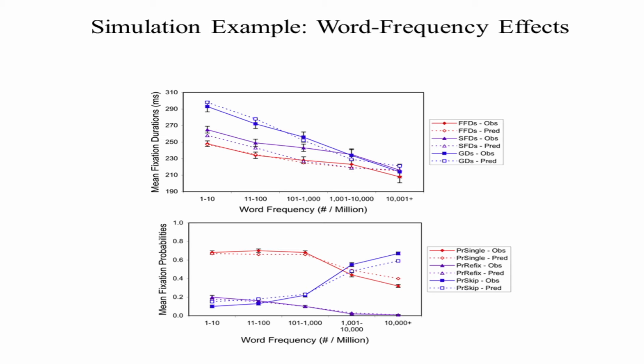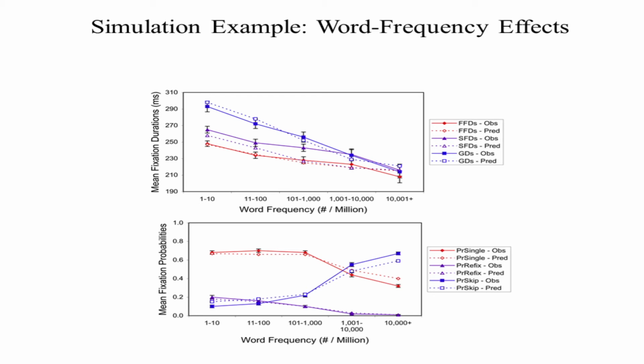And I'm showing mean fixation durations for 3 dependent measures. So the red lines show the duration of the first fixation on a word. They can be fixated 1 or more times. The purple lines show the mean fixation durations for words that are fixated exactly once. And the blue lines show the durations of the sum of all first pass fixations on a word. And the dotted lines are the simulations, the solid lines are the actual data. So you can see the model does a pretty good job.